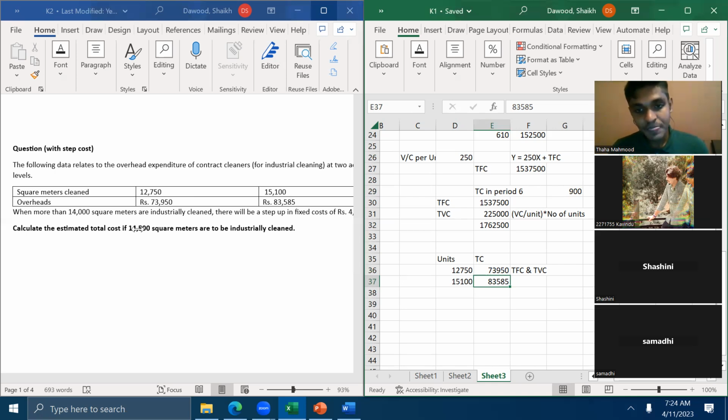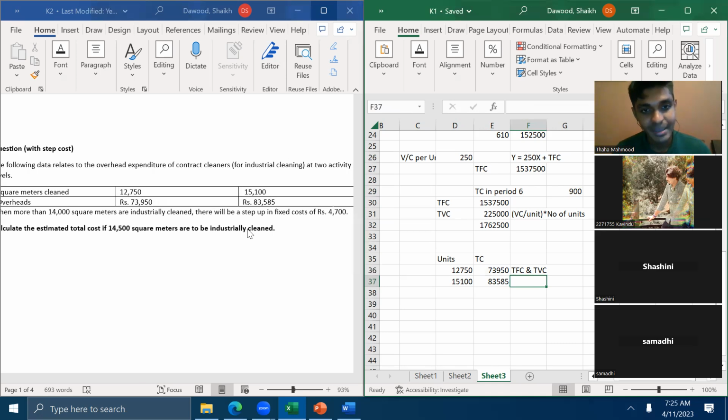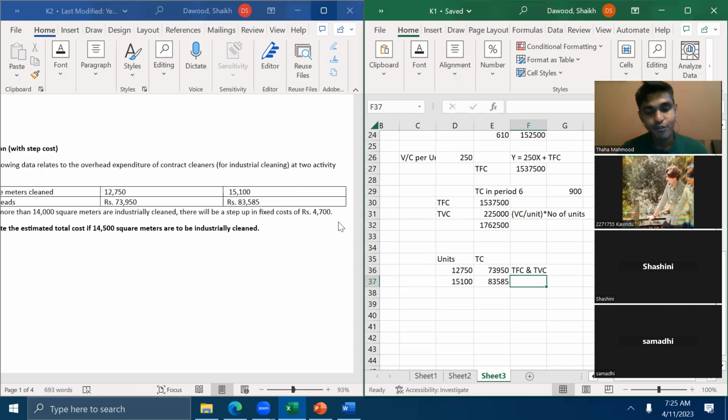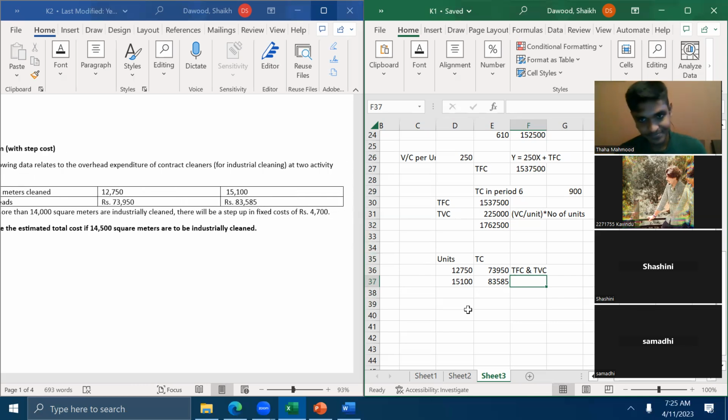Right. Now inside this 83,585, what are the costs available? It says here when more than 14,000 square meters are industrially cleaned, there will be a step up fixed cost of 4,700. Up to 14,000 the cost goes like this, and after 14,000 it would make a leap jump upwards. It would increase by a fixed cost of 4,700.